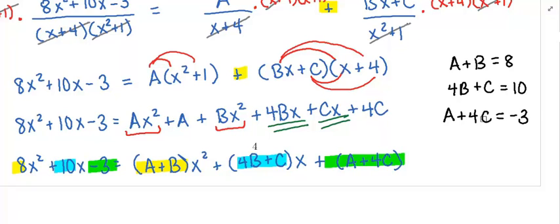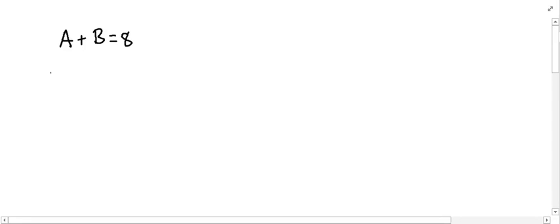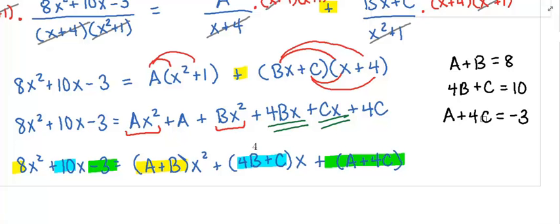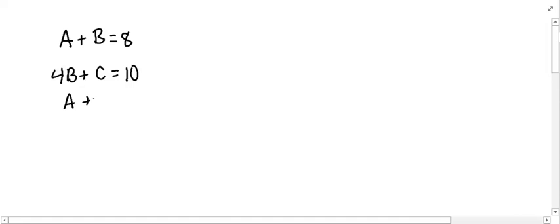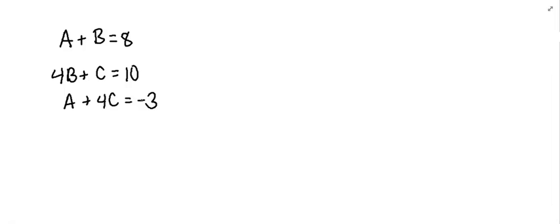I'm out of room on this page, so I'm going to go to the next page to solve this system of equations. So I'm going to jot everything down. So we have a plus b is equal to 8, and 4b plus c is equal to 10. And then lastly, a plus 4c is equal to -3. All right, so we're going to start solving. Again, we're not going to bother with matrices unless you want to. We're going to do either substitution or elimination or some combination thereof. There are several ways to approach this.